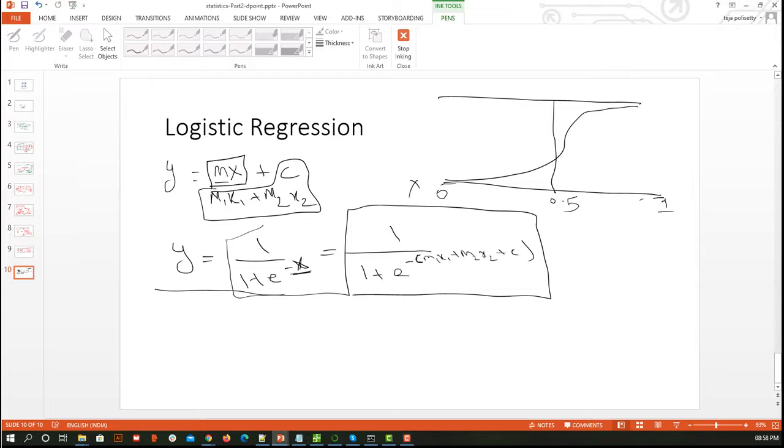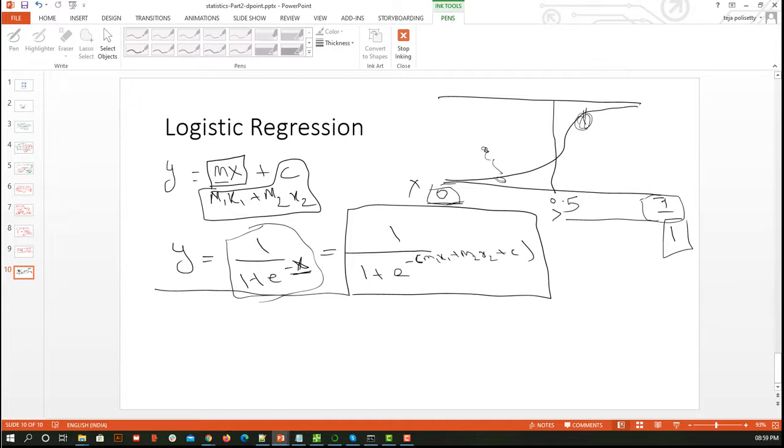Suppose I have an output which is lying in this area. I can say it is greater than 0.5, so it belongs to class 1, because I have class 0 and class 1. Suppose the output lies here, then the value is less than 0.5, so it belongs to class 0. That's how I find the output of this function and then categorize whether the input belongs to class 0 or class 1. That's how my sigmoid function, or logistic regression function, will work.